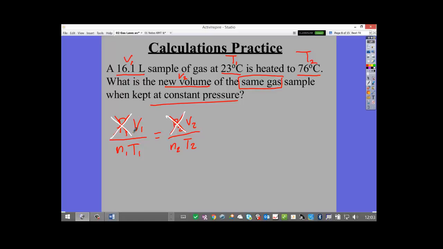What is the other variable that we don't know about? N. What is N? Number of moles. Is the number of moles going to change if I'm dealing with the same gas sample? No. So it's being held constant, and I can cross those two out. So I'm going to rewrite my new equation right here, right next to it. It's going to be V1 over T1 equals V2 over T2. Okay?